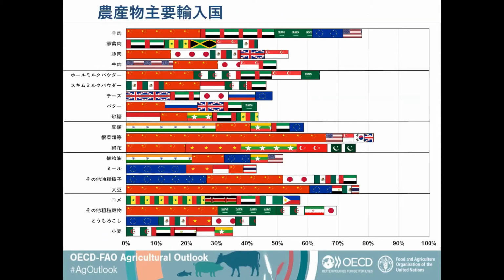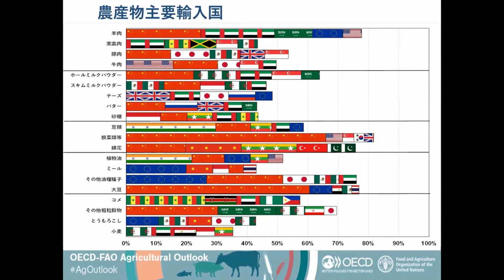Looking at importing countries. This slide is a bit confusing at first sight, but it's simply an illustration to see which are the biggest importers. The concentration on the importer side is not as big as on the exporter side, but you see some dominant countries. You see very often China there. You see also Japan in several places, especially for meat, a bit for dairy.